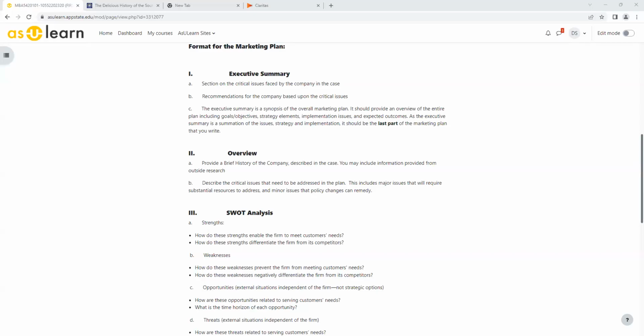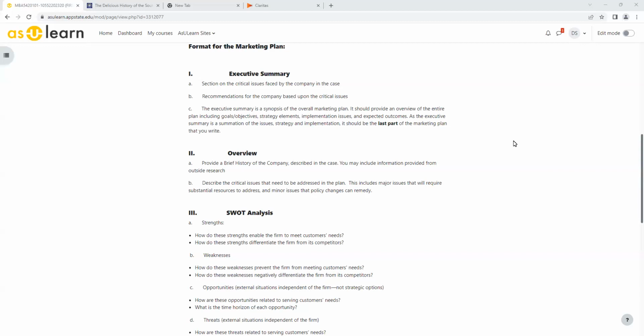Almost forgot. The executive summary will be the critical issues and your recommendations based on them. Remember that the executive summary is a synopsis of the overall marketing plan. It should provide an overview of the plan, including goals and objectives, strategy elements, implementation issues, and expected outcomes. Remember, the executive summary is extremely important.